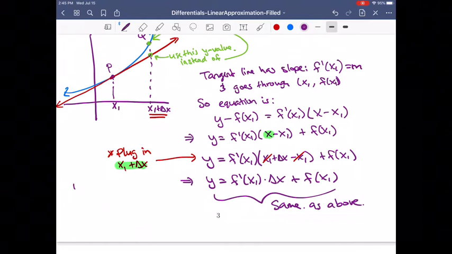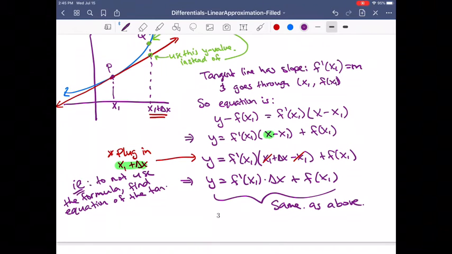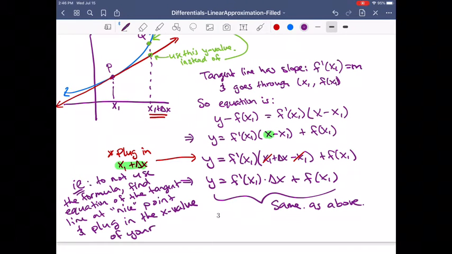So what that means is, if you don't want to use the formula, find the equation of the tangent line at your nice point and plug in the x value of your not nice point. This is going to approximate your y value.